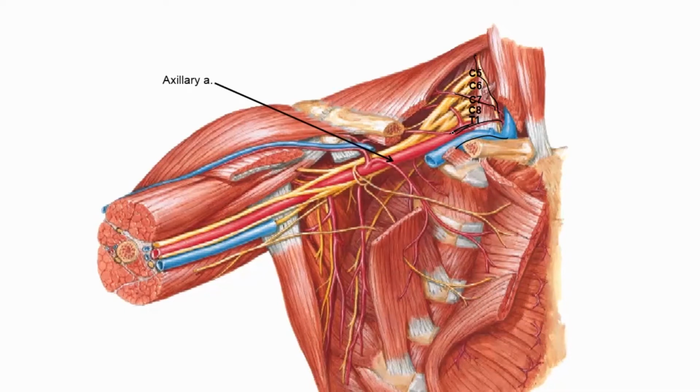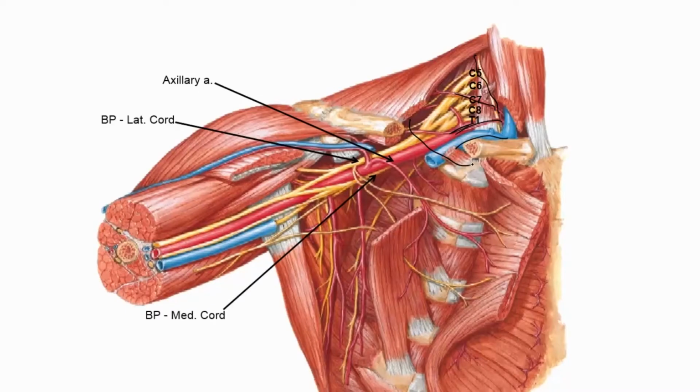If we travel down further and look at the axillary artery, again, the continuation of the subclavian once we cross rib 1, we can see again that the lateral chord of the brachial plexus lies lateral to the axillary artery as we go into the extremity. And the medial chord will be medial to the axillary artery once we head down into the extremity.